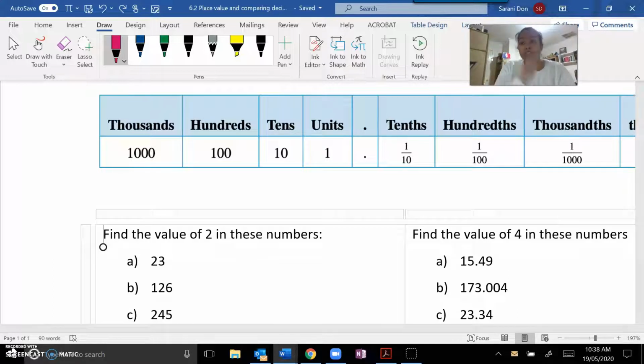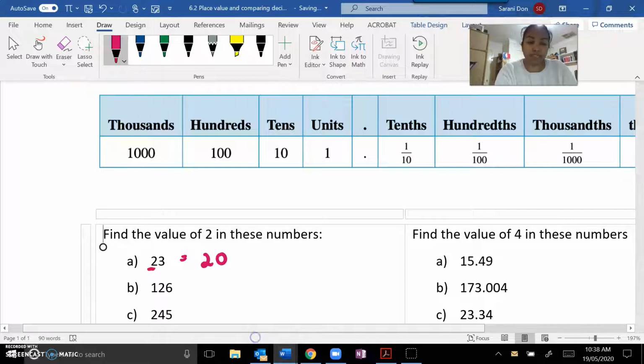Obviously these are whole numbers. There aren't any decimals here. So this 2, the value of it is just 20, right? Pretty easy. This one, again, it's a second column. So remember, we're going this way. It's in the tens column. So that means you have two 20s.